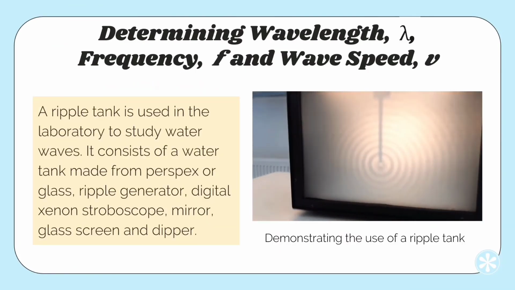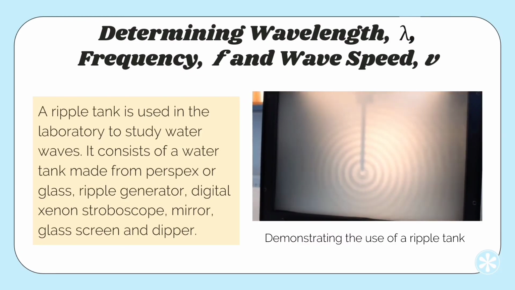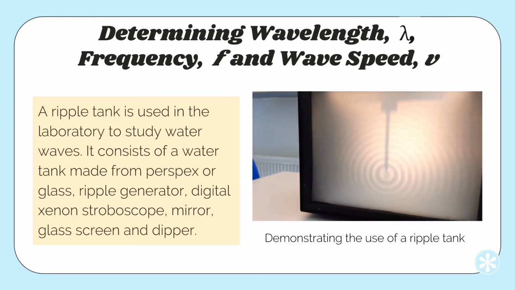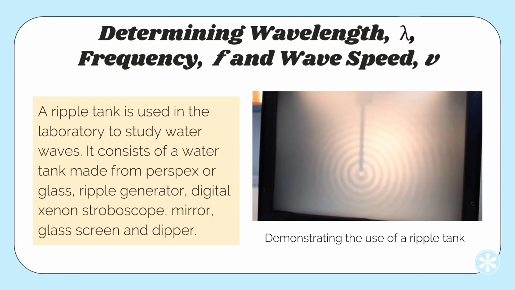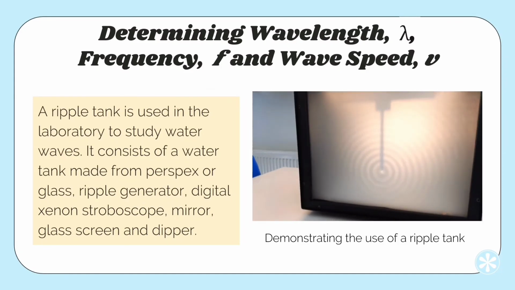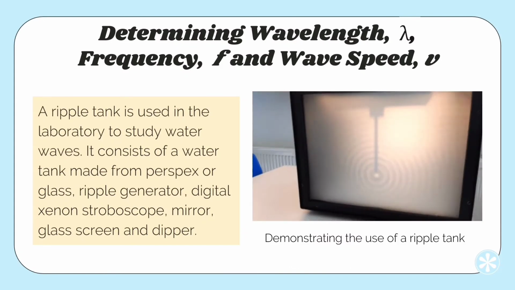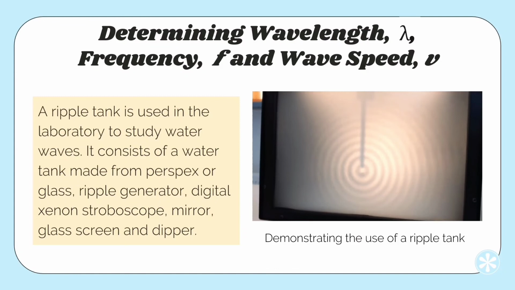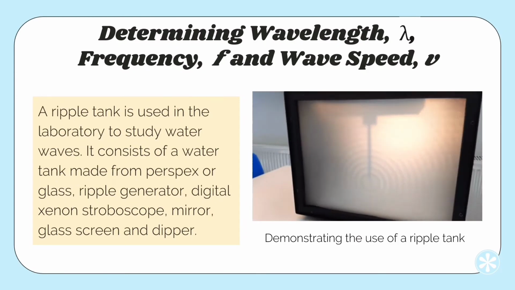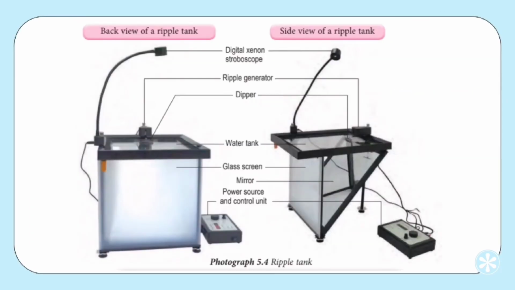Determining wavelength, frequency, and wave speed. A ripple tank is used in the laboratory to study water waves. It consists of a water tank made from perspex or glass, ripple generator, digital xenon stroboscope, mirror, glass screen, and dipper. This is the back view and side view of a ripple tank. It has digital xenon stroboscope, ripple generator, dipper, water tank, glass screen, mirror, and power source and control unit.